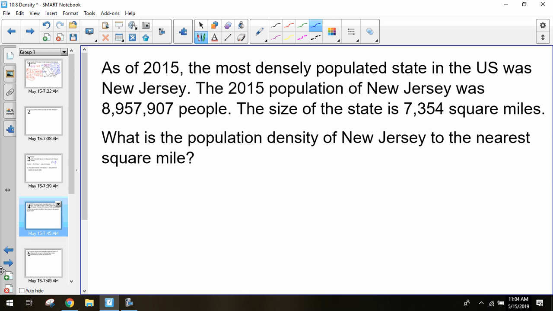So as of 2015, the most densely populated state in the U.S. was New Jersey. The 2015 population of New Jersey was 8,957,907 people, and the size of the state was 7,354 square miles. So it's the smallest state, but it's pretty packed. So we want to figure out what is the population density of New Jersey to the nearest square mile. So how many people are living in each square mile, roughly, of New Jersey?